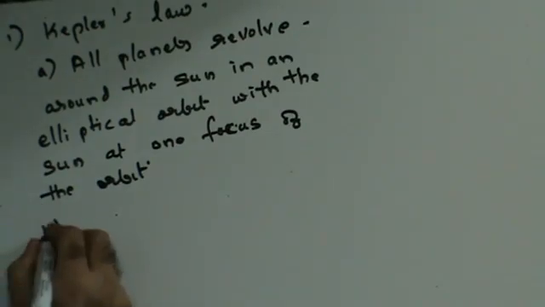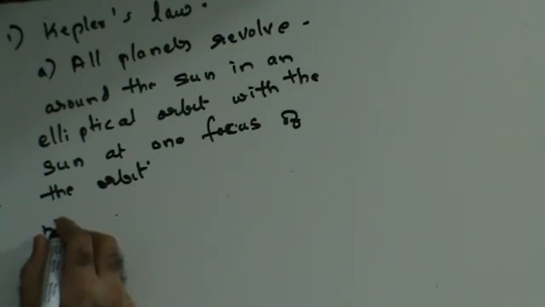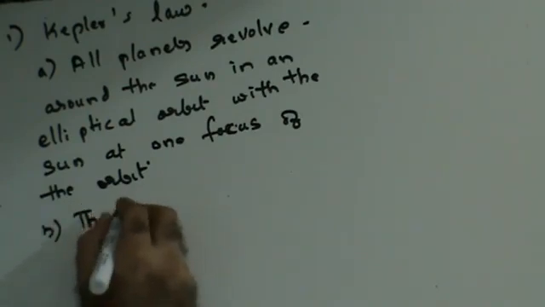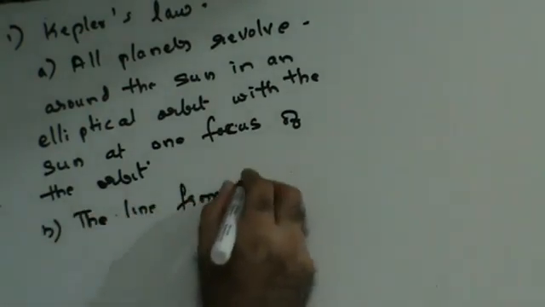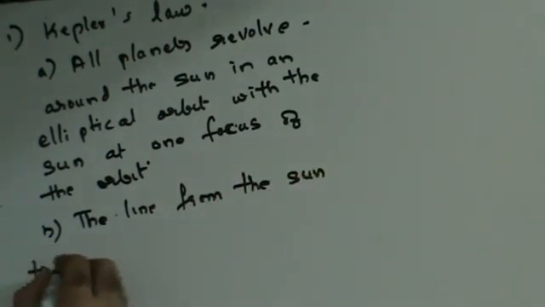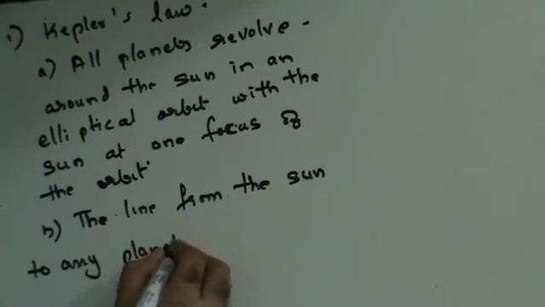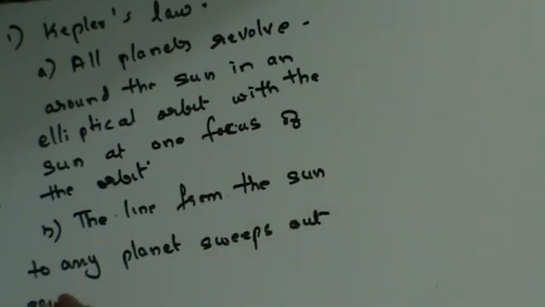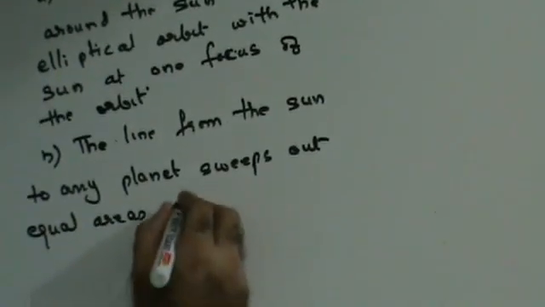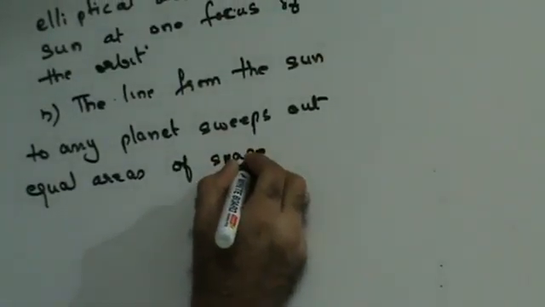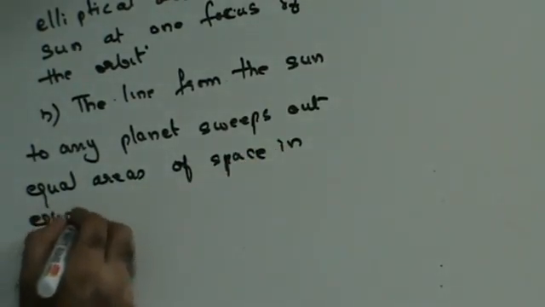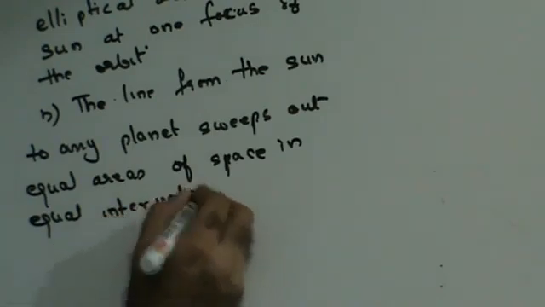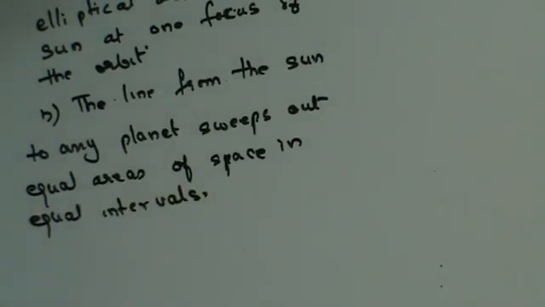Next, he also says that the line from the Sun to any planet sweeps out equal areas of space in equal intervals. This is called the law of areas.